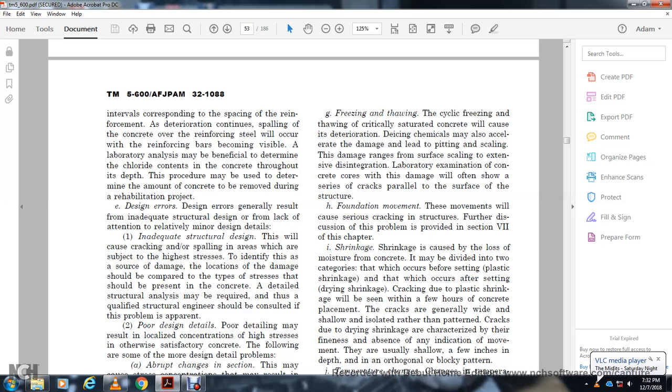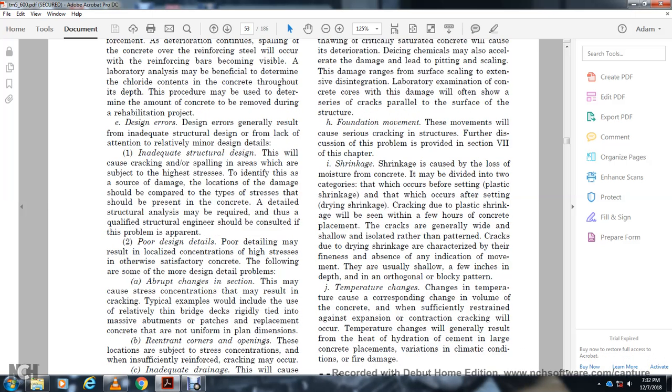Cracking due to plastic shrinkage will be seen within a few hours of concrete placement. The cracks are generally wide and isolated rather than in a pattern. Cracks due to drying shrinkage are characterized by fineness and the absence of any indication of movement. They are usually shallow, a few inches in depth, with an orthogonal or block pattern. Temperature changes. A change in temperature will cause a corresponding change in the volume of the concrete. With sufficient restraint on the expansion and contraction, cracking will occur. Temperature change will generally result from the heat of hydration of cement in large concrete placements, variations in climate conditions, and fire damage.